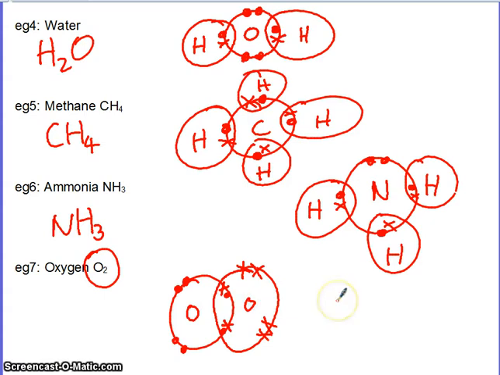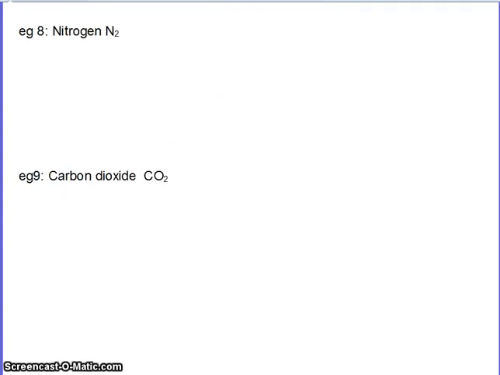And earlier I said that we could put a dash between the 2 atoms if we were writing this out very quickly to show a single covalent bond. This time, rather than putting a dash, we put 2 dashes between them to show the double covalent bond.